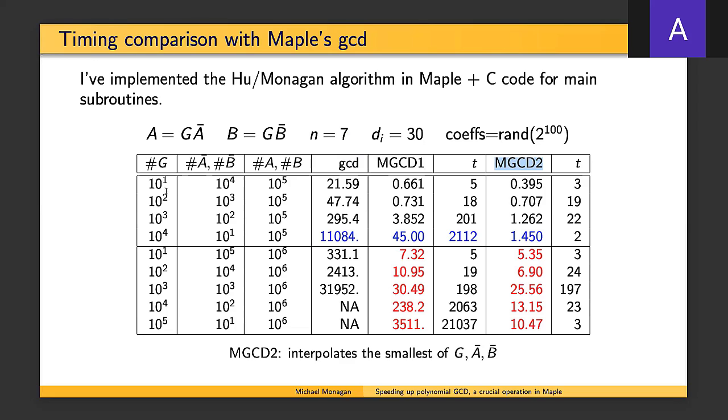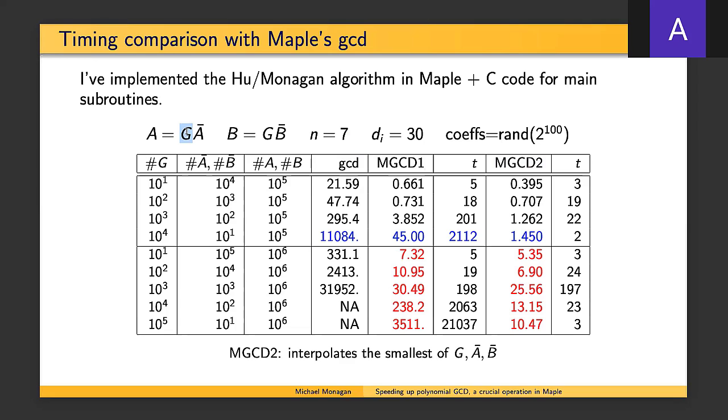In the table, there are two sets of timings. In the first set of timings, the inputs A and B have 100,000 terms. In the second set of timings, they have 1,000,000 terms. Now I constructed the inputs as follows.